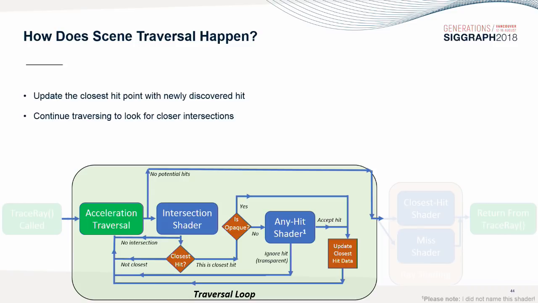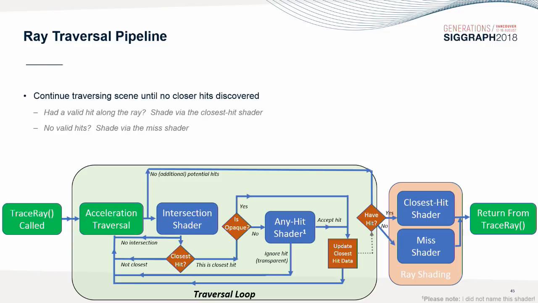because you might have another hit that you haven't found yet that's closer. So you keep cycling through this until you no longer hit anything, at which point you go over here and you ask, any time through this loop, did I hit anything? And if the answer is no, you run your miss shader. If the answer is yes, you run your closest hit shader, after which you leave the trace ray loop and you get your control back wherever you launched your trace ray.